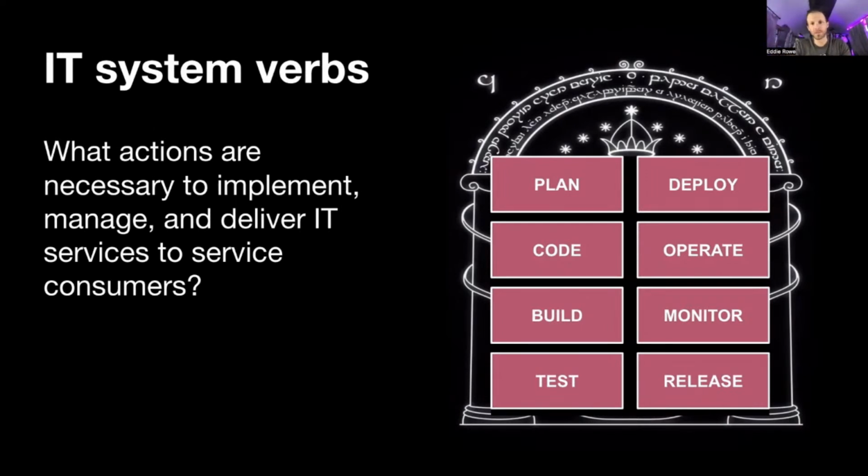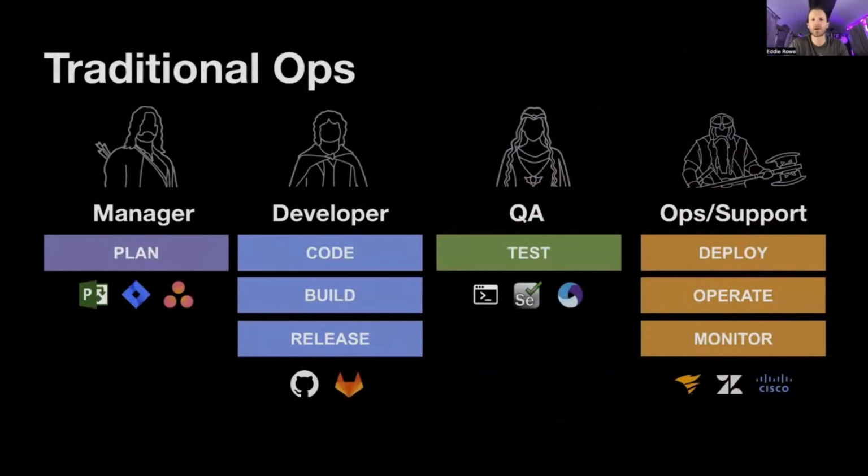The difference between traditional ops versus DevOps versus the GitOps models is in the how and the who of these verbs right here. So how do different organizations perform the actions necessary to implement, manage, and deliver their IT services to service consumers? And that's primarily what's going to make the difference between these models. So let's dive in. And let's start by taking a look at the traditional ops model.